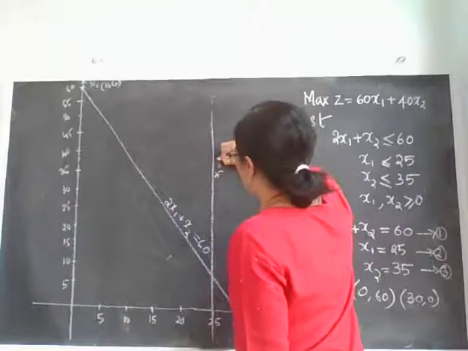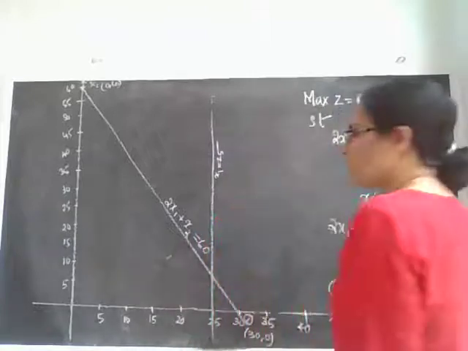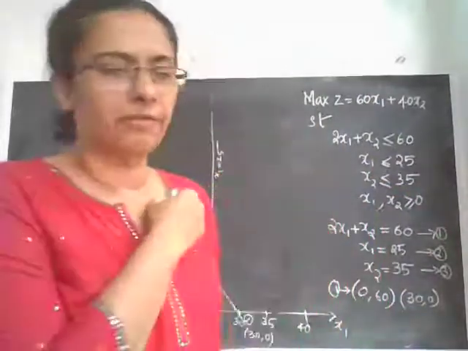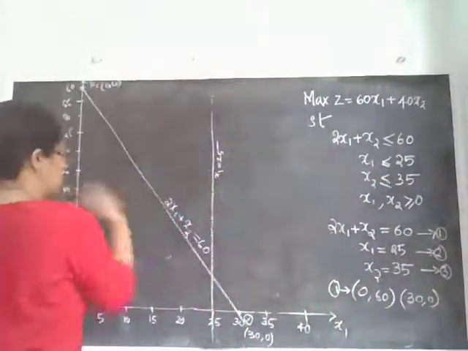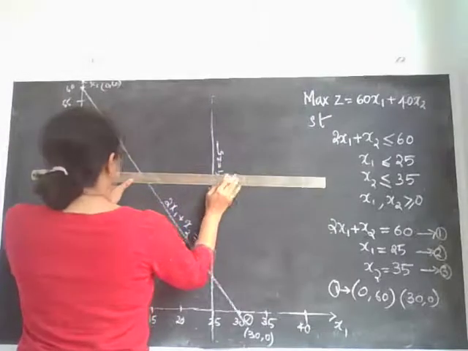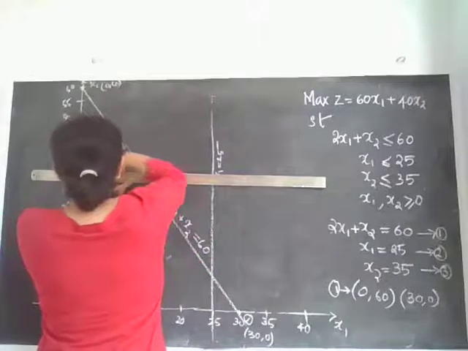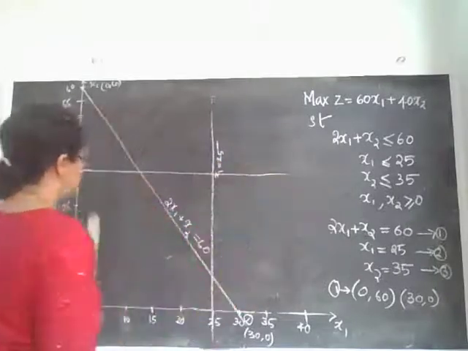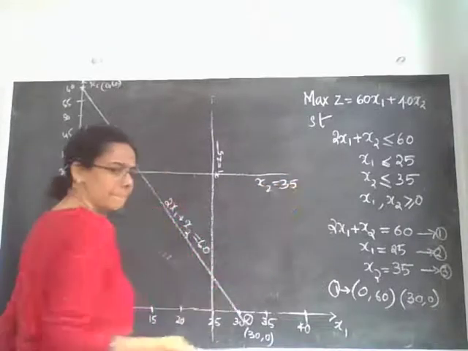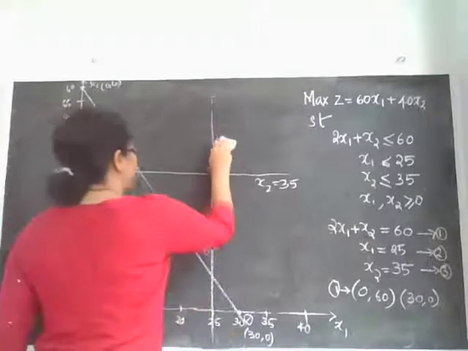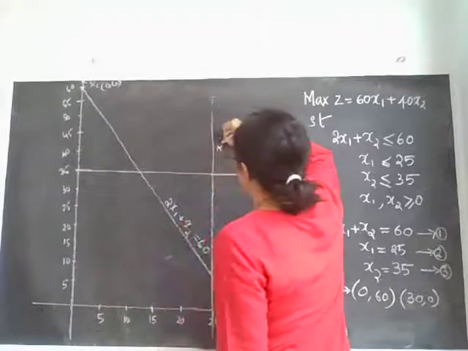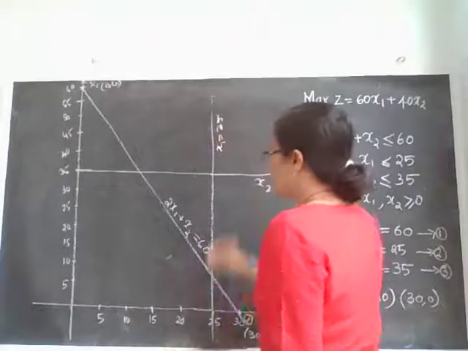Now x2 equal to 35, the third one. For x2 equal to 35, x1 can be any value, so we can draw it here. This is the line for x2 equal to 35, and this is x1 equal to 25. So we got the three lines.